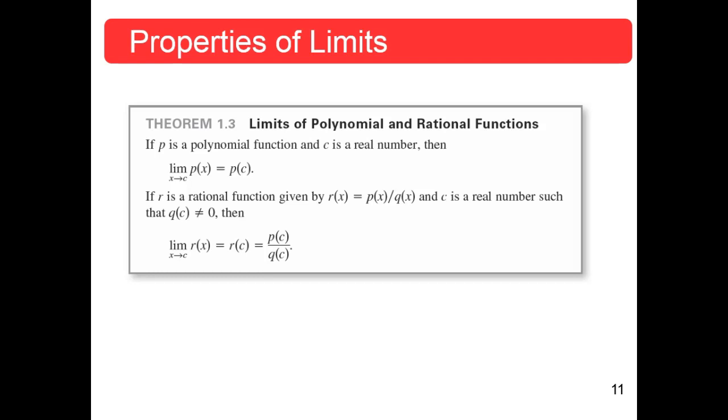Our earlier example was one of a polynomial function, the last example. Now we'll do one next of a rational function, which is pretty easy, straightforward.